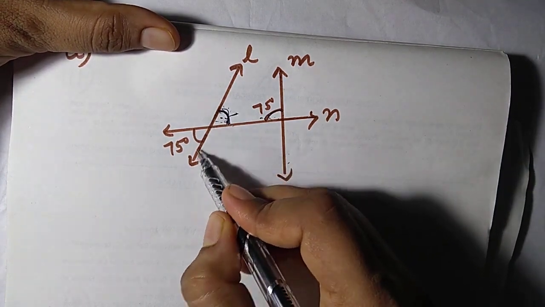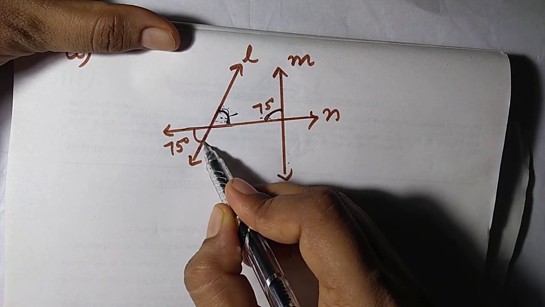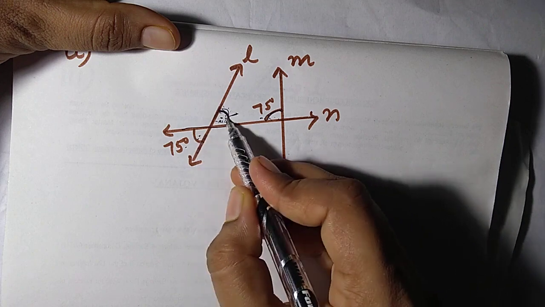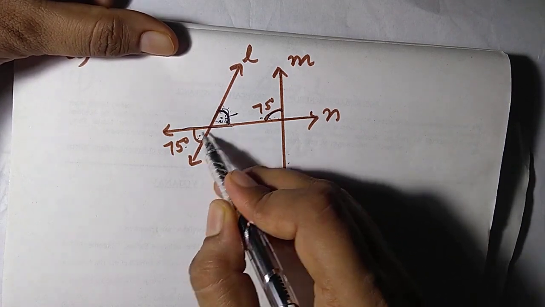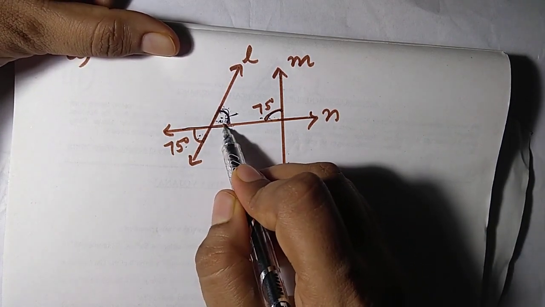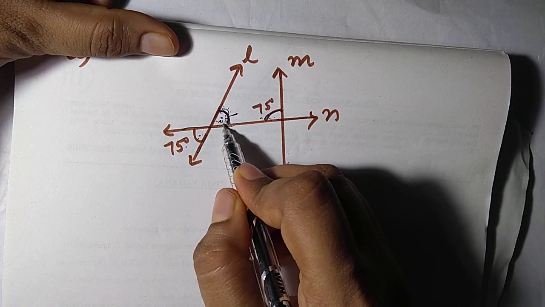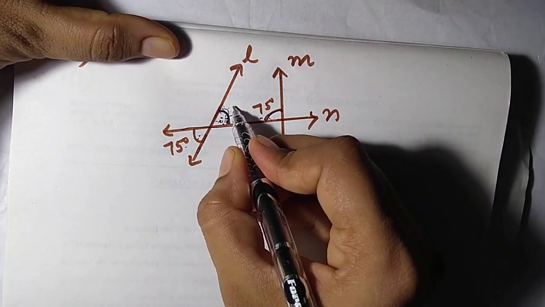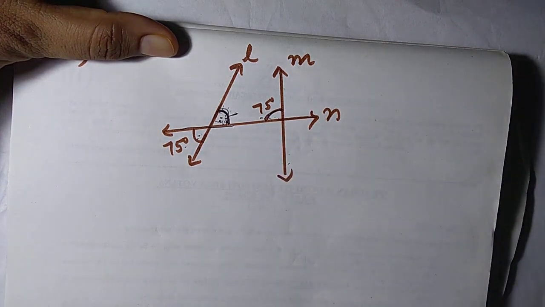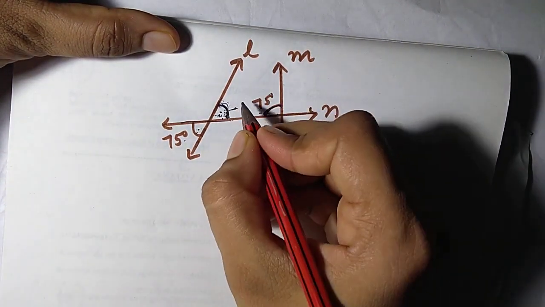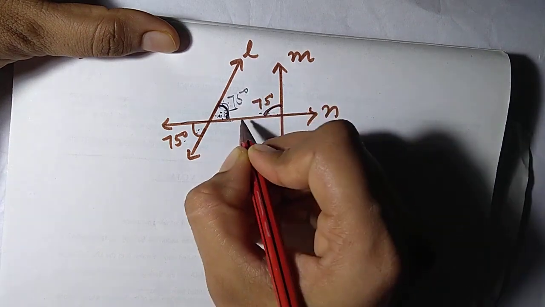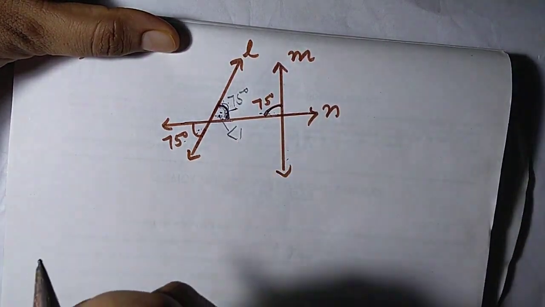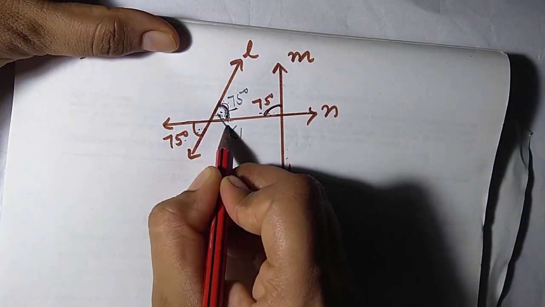So these two lines are intersecting and this is 75 degrees. Okay, so these two angles, what kind of angles are these? These are vertically opposite angles, and we know that whenever two straight lines intersect, vertically opposite angles are always equal. So this is also 75 degrees. This angle is also 75 degrees because of vertically opposite angles. So I am giving this angle the name angle 1.